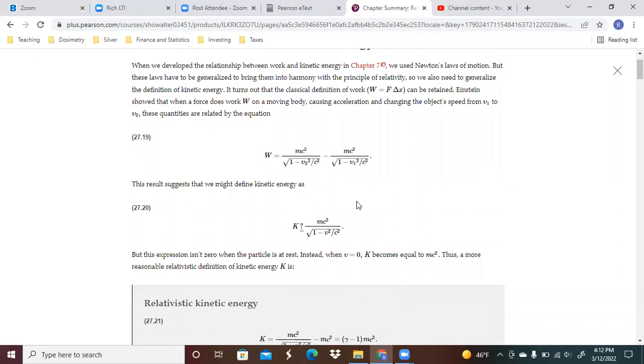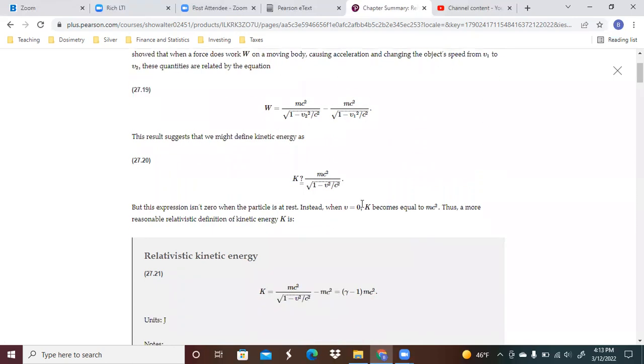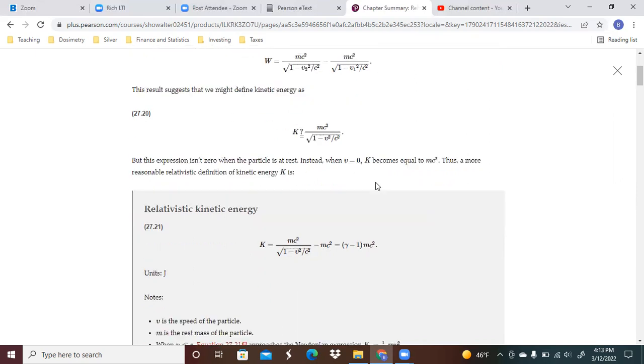Now, we've addressed momentum and force. What about other concepts? We need to take a look here at energy. And as it turns out, the classical definition of work, which is force times distance, can be retained. Einstein showed that when force does work on a moving body, causing acceleration and causing the object's speed to change from v1 to v2, these quantities are related again by this equation. And it asks if we might be able to define kinetic energy as this.